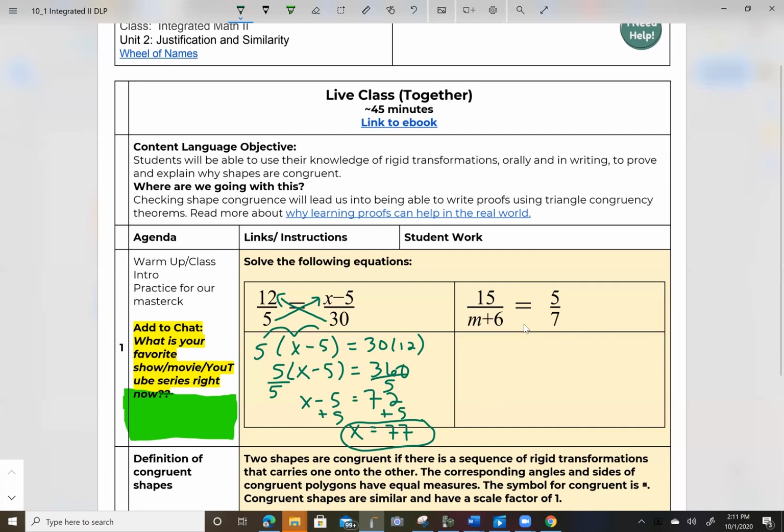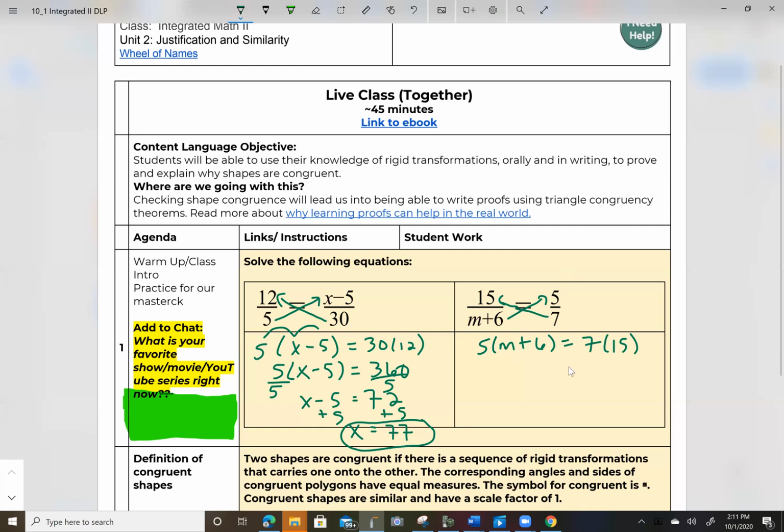All right, so this other one, make sure you've typed it in, or you can insert an image if you want to do it on your whiteboard instead. On the other side, we're going to do this again. We have m plus 6 times 5. So I'm going to write that as 5 times m plus 6 is equal to, and then we have 7 times 15 on this side. Whoops, sorry. Is equal to 7 times 15.